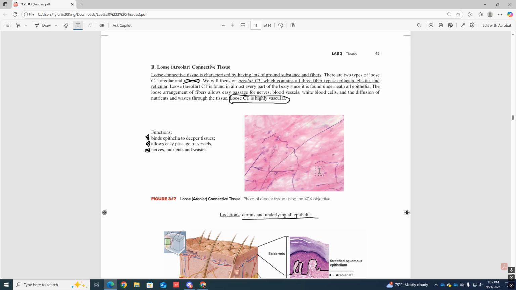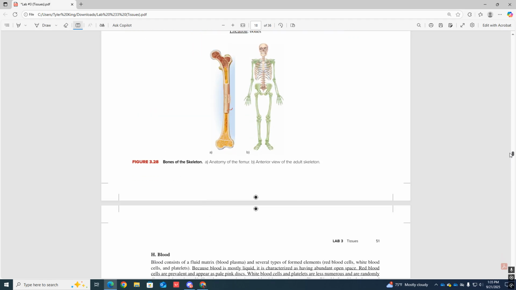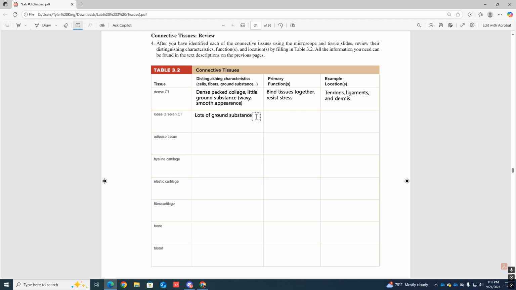So it has all these lines going through it. It has a different variety of cells in here. You can see the collagen fibers in there. It's going to have a little bit of everything. Lots of ground substance. Wavy. You're going to have fibers. We'll zoom this down so it fits in the box. Primary functions here: remember, this helps to bind epithelia to deeper tissues and allows passage of vessels through it. All right, perfect.